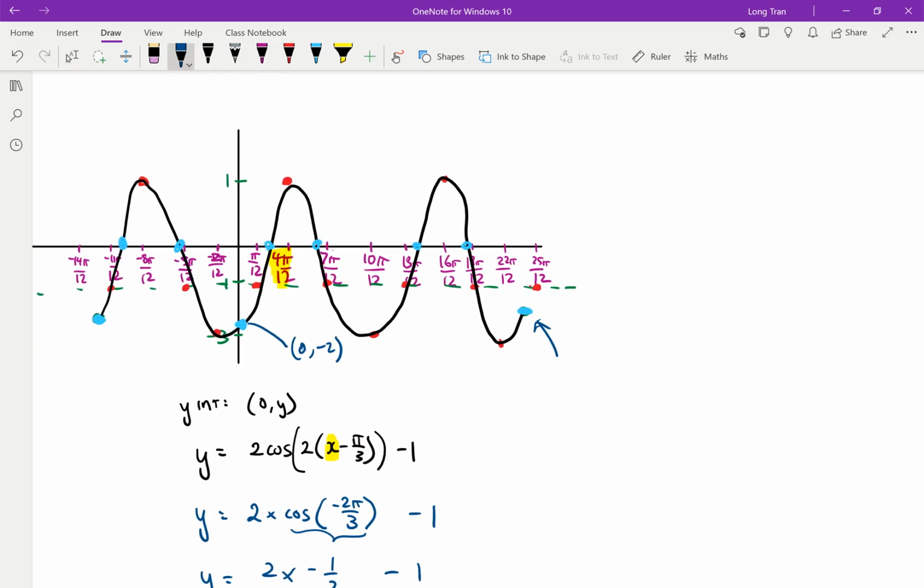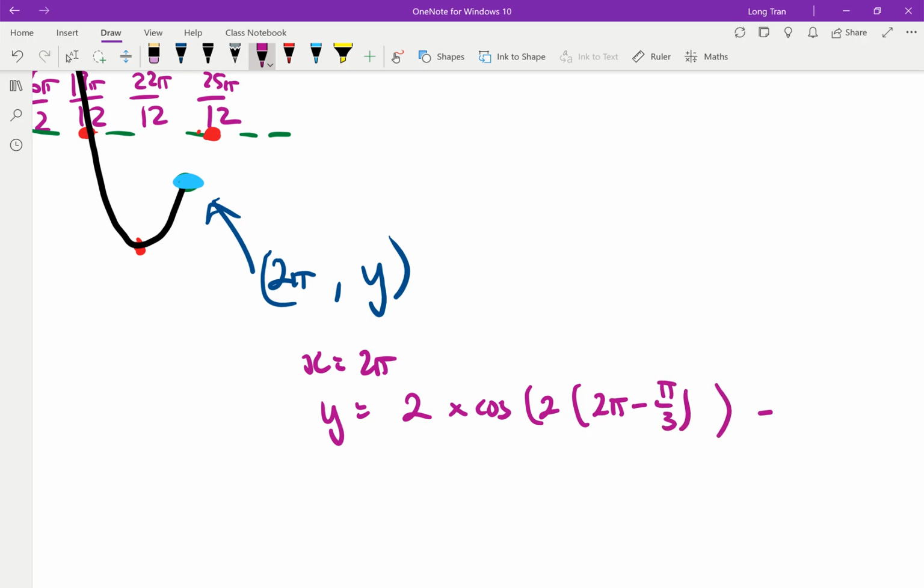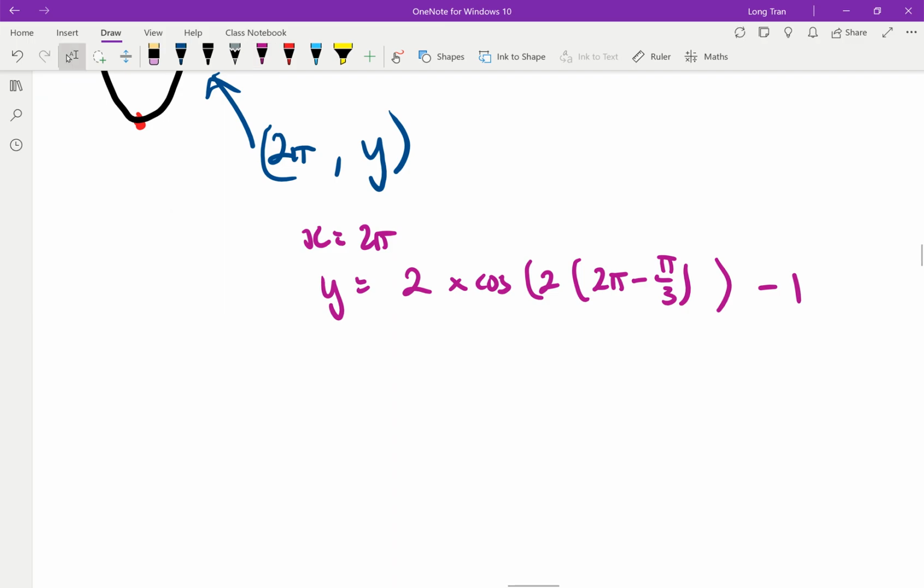Okay, so that's my y-intercept, and then to find endpoints, we knew that this was going to be at 2 pi, so we need to find the y value, and then same thing here, that was meant to be at negative pi, which we need to find the y value as well. Okay, and so here, if x was equal to 2 pi, well then y was equal to 2 times cos of 2 times 2 pi minus pi on 3 minus 1. And you can see here, it's all about finding this.